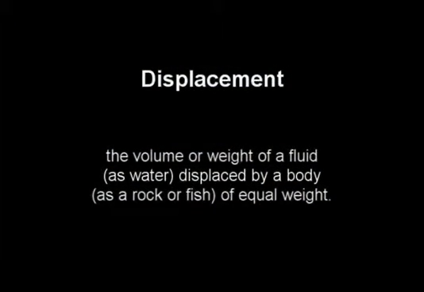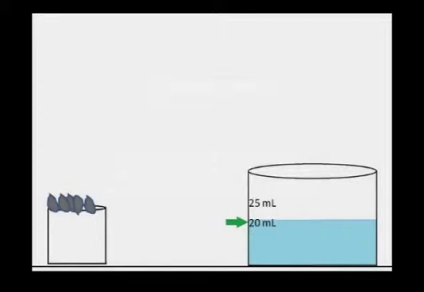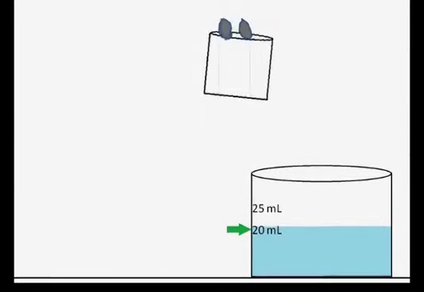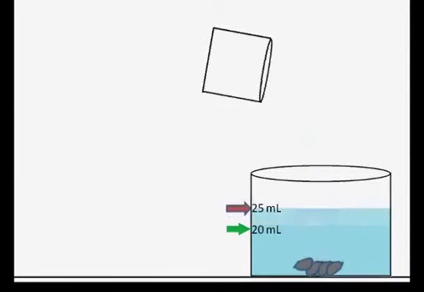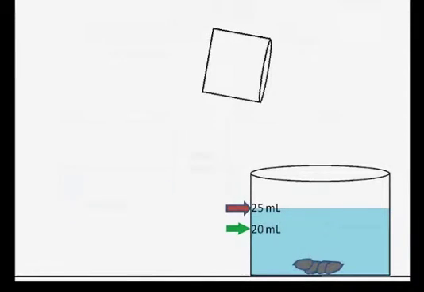Displacement is defined as the volume or weight of a fluid, such as water, displaced by a body, such as a stone or fish, of equal weight. We first will begin with an example, counting stones that are similar in size. We start with a beaker filled with 20 milliliters of water. We count stones into the 20 milliliters until the water level reads 25 milliliters.